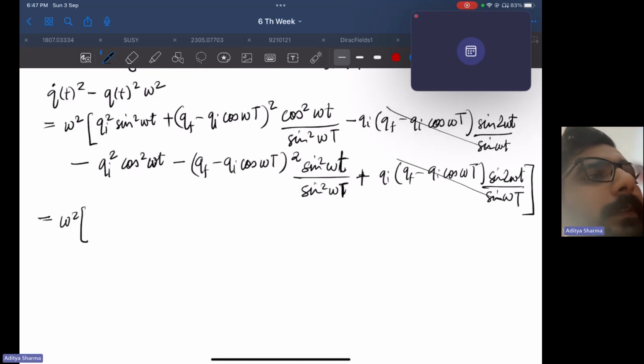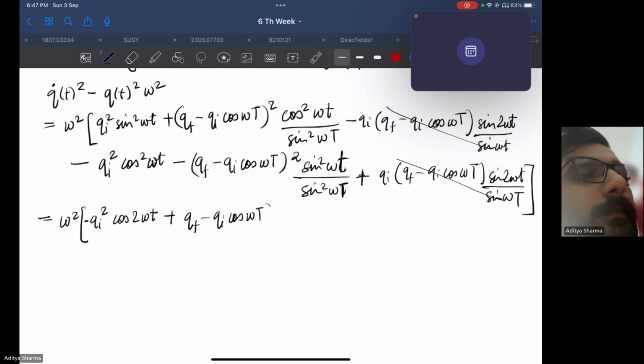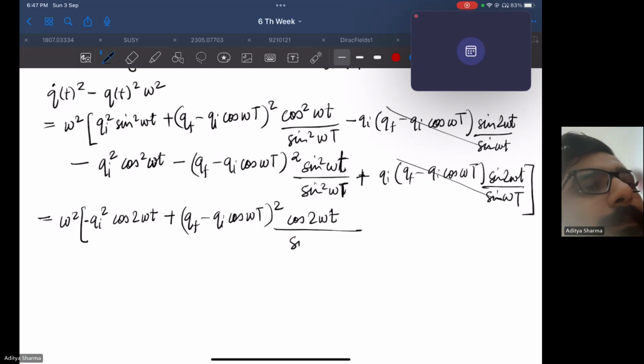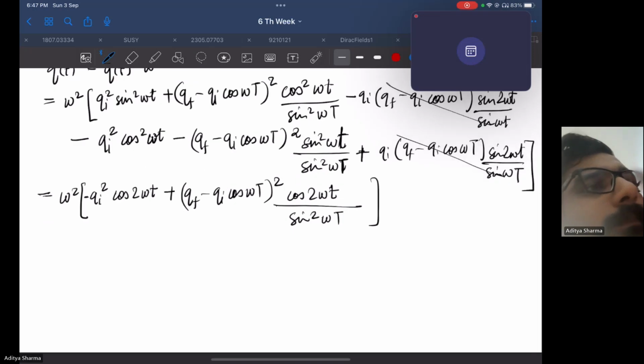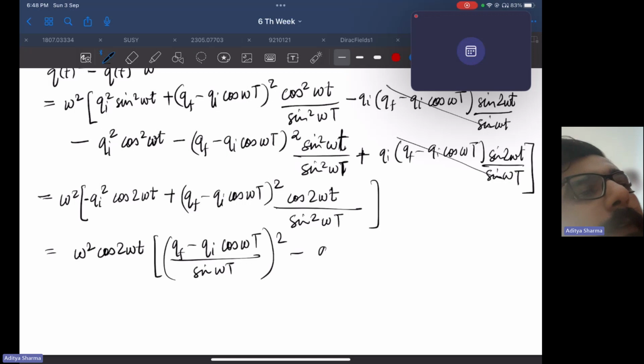We have this term, which is nothing but QS square sin square minus cos square cos 2 omega T, minus cos 2 omega T, minus square cos 2 omega T, QF minus Q over cos omega T plus omega T square minus QS. I'm right.